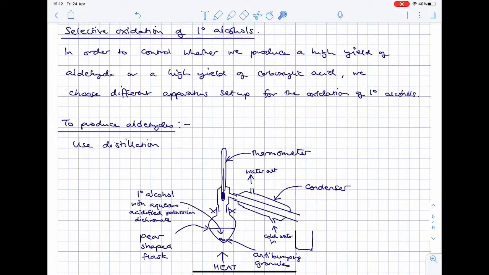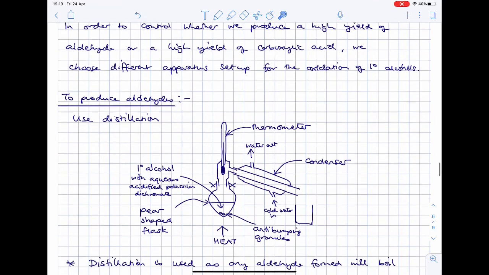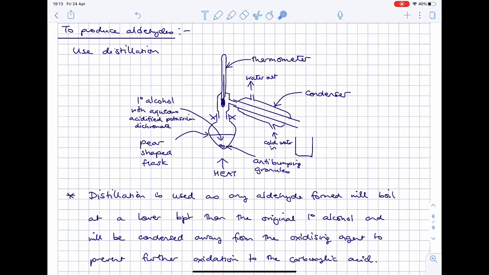So to summarise then, in order to control which product we're going to get high yield of in the oxidation of primary alcohols, whether it's the aldehyde or carboxylic acid, we will set up different apparatus. So to produce a high yield of the aldehyde, we're going to use a distillation setup where we've got a suitable container like a pear-shaped flask or a round bottom flask, and we're heating the mixture of the primary alcohol with the aqueous acidified potassium dichromate, and any aldehyde produced would immediately condense away from the oxidizing agent to prevent it further oxidizing.